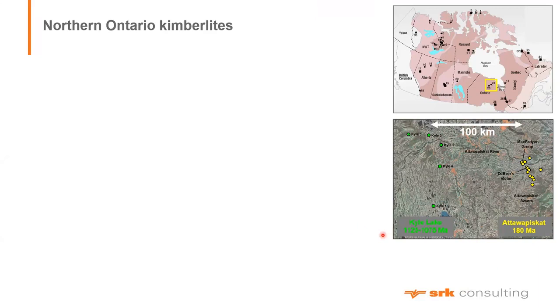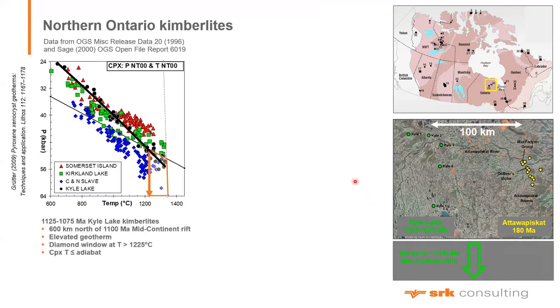Question is, are the geotherms different? What is the story in terms of diamond potential? So I've used the clinopyroxene thermobarometer. Oh, there's an important point to make. These Kyle Lake kimberlites erupted at the same time as the 1100 million year mid-continental rift, which is 600 kilometers further to the south on this diagram over here. It's basically over there. If we take the clinopyroxene thermobarometry approach to data from Kyle Lake kimberlites, they're on open file. Then the black data points is where your results lie relative to the framework that we now have from the Canadian setting. We see a slightly elevated geotherm. It enters the diamond stability field at a high temperature.